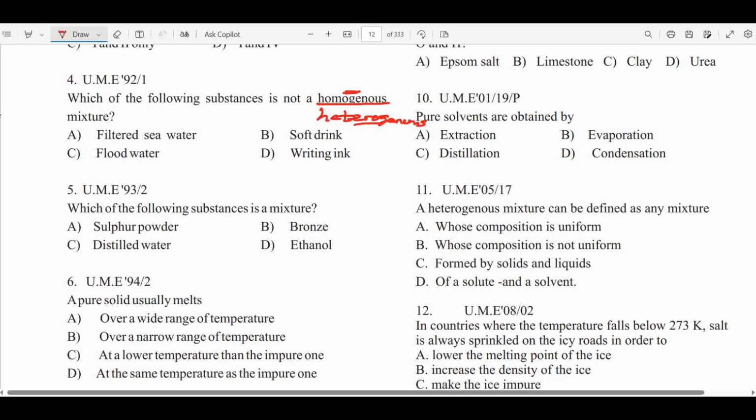Now let's look at our options. You have filtered seawater.